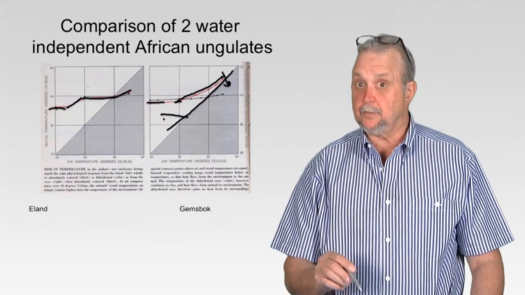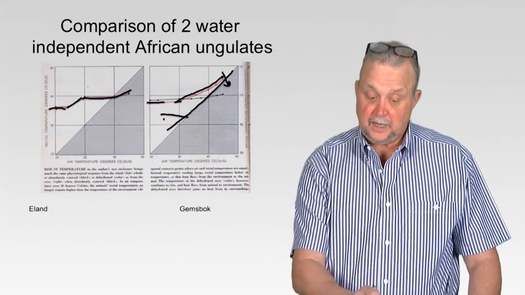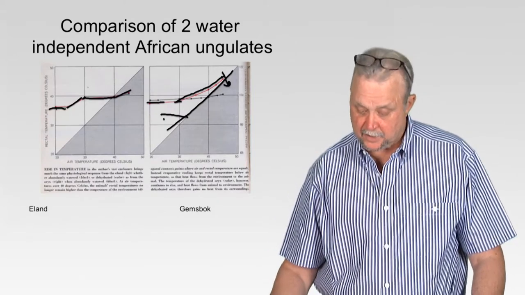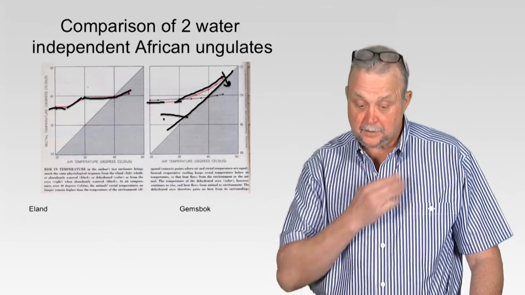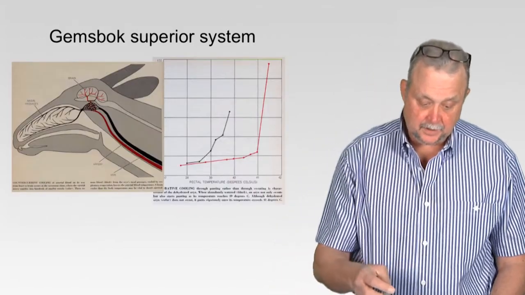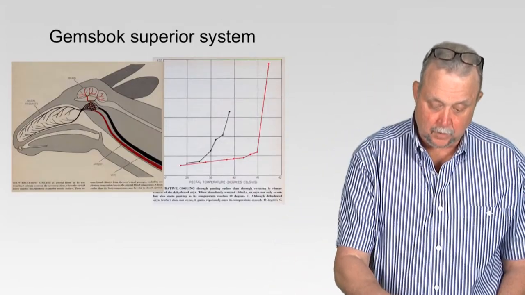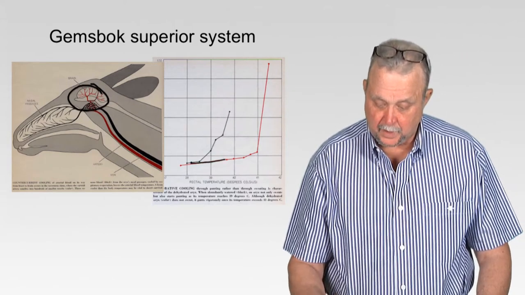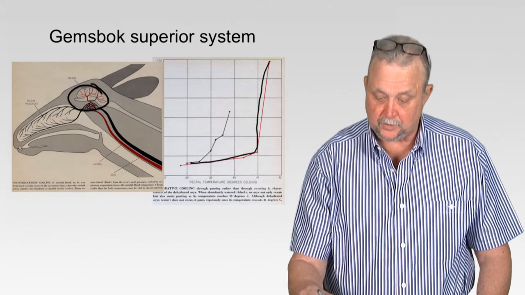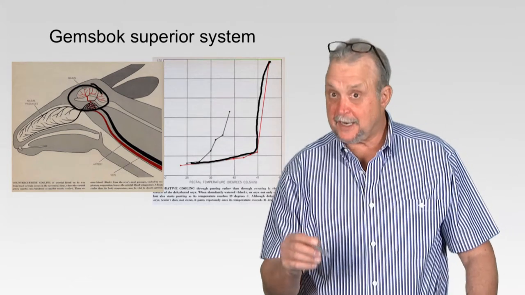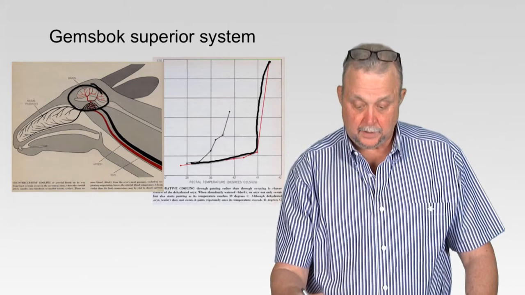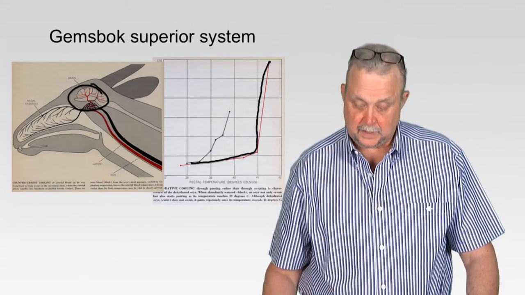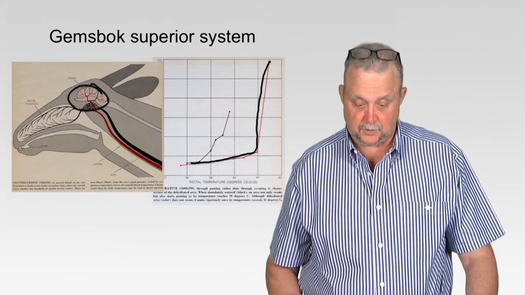So Gemsbok are able to survive in areas without trees. Elands are not. Even though they don't have to drink free water, they cannot survive in areas without trees because they can't do that. And the Gemsbok has an unbelievable ability to keep its brain cool. This is the rectal temperature going up almost off the scale to 120 degrees. 119 is the highest they've been recorded at and survived. But they can keep their brain cool. Eland just can't even come close to that.